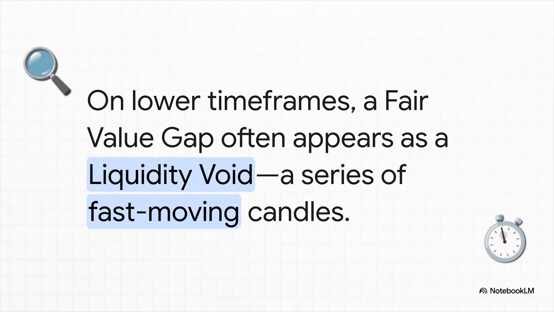So on a lower time frame, like the 15-minute or the 5-minute, that single FVG candle often breaks down into what we call a liquidity void. It's the exact same concept, an area of one-sided price action, but here it looks like a series of aggressive, fast-moving candles with almost no wicks or overlap.